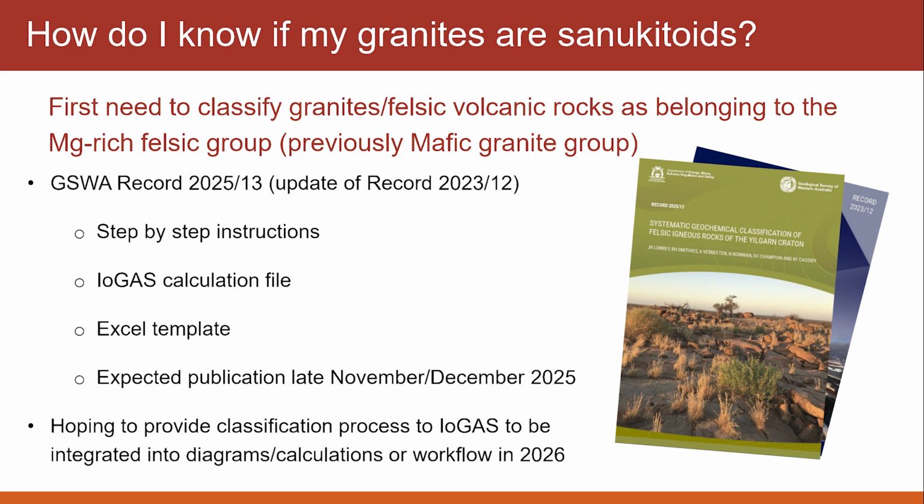There's also an iogas calculation file and some diagrams that accompany it, so you can just load that into your iogas folder and click run, and it'll just calculate them and tell you what kind of rocks you've got according to our scheme. And for people who don't use iogas, we've also put it in as it's accompanied by an Excel template, so you can just cut and paste your data into this template and copy the formulas down, and it'll calculate what geochemical group your samples should be assigned to. So hopefully we'll see that soon.